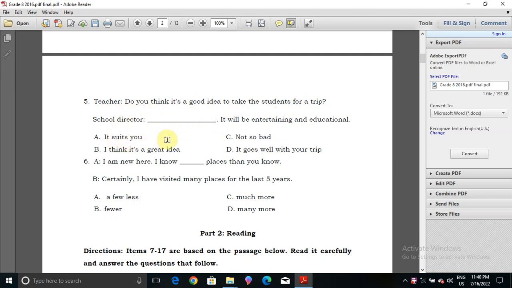Then we have four choices: "it suits you," "I think it's a great idea," "not so bad," or "it goes well with your trip." The correct answer will be "I think it's a great idea," because he said it will be entertaining and educational. So the correct answer for question number 5 will be "I think it's a great idea."